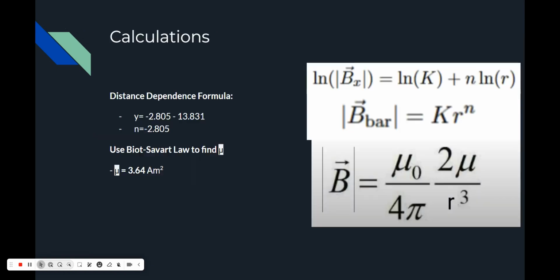Now, based off the data from earlier, n and k can be determined, as n is the slope of the linearized plot, and the natural log of k is the y-intercept. Using these values, mu can be found, which is determined to be 3.64 ampere meters squared.